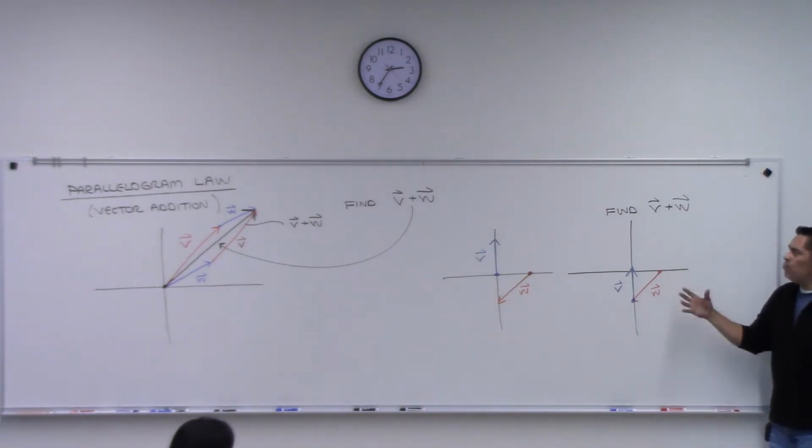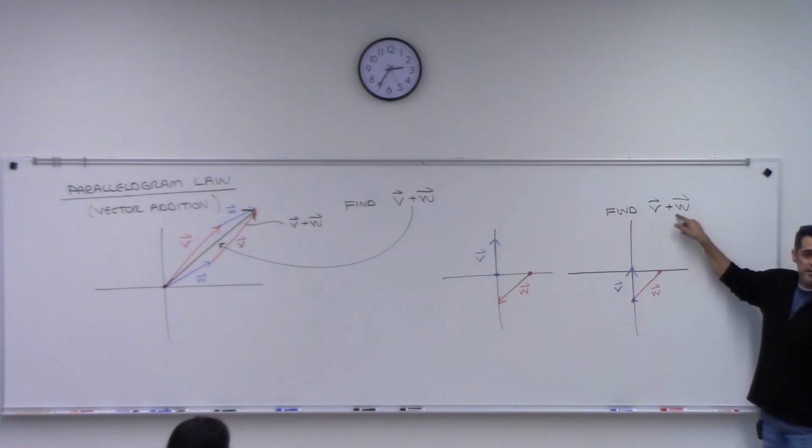So what is the answer? I need to draw this vector. Where does it start? Where does it stop? Who can tell me in vector language where this vector starts and stops?